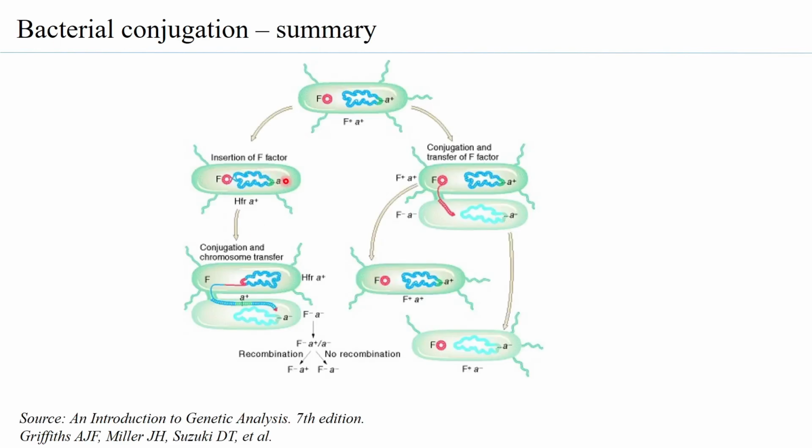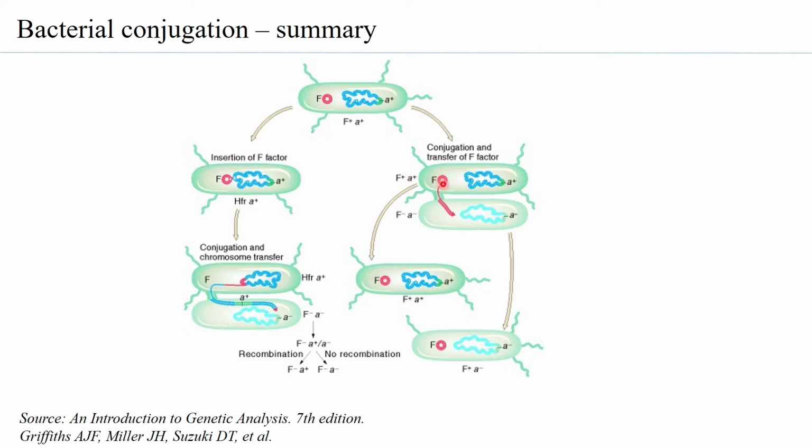So just looking at bacterial conjugation, a summary of it, you can see that you have an F plus donor, and here you can see that you also have an A plus. When the conjugation and transfer happen, the F plasmid goes in. Because there is no integration of the F plasmid into the host genome, the plasmid is transferred from an F plus to an F minus, and both cells become F plus. But the bacterial DNA is not getting transferred.